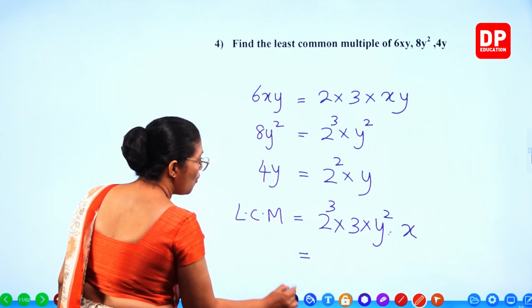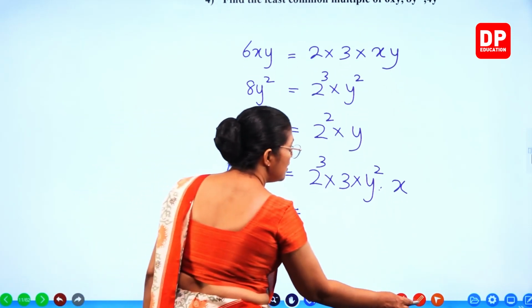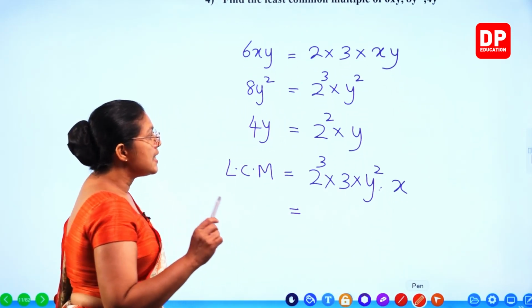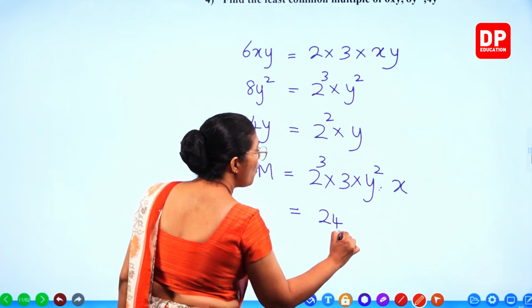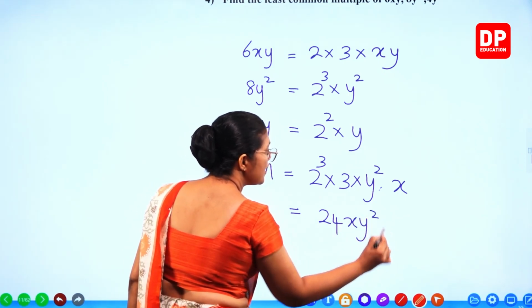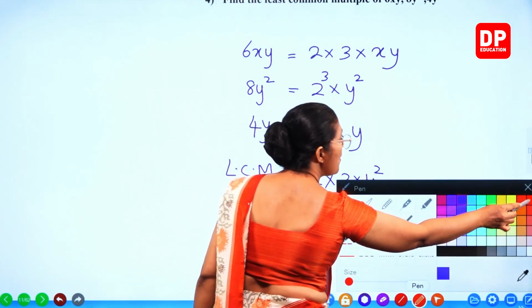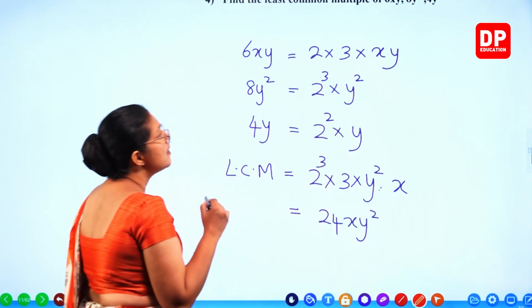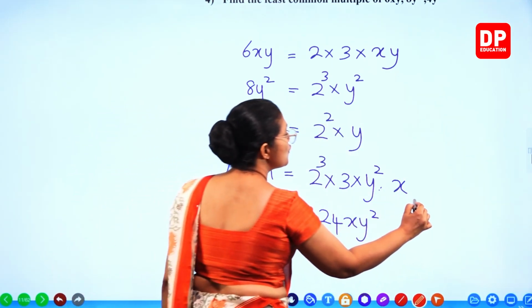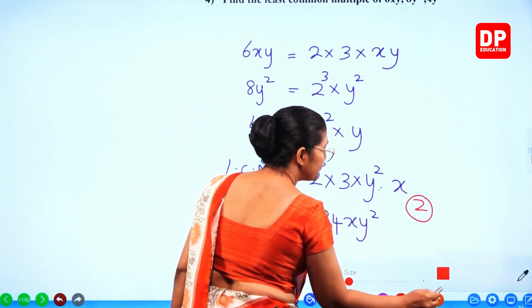So what is the answer? 2 to the power 3 is 8. 8 times 3 is 24. 24 x y squared is the lowest common multiple of all these 3 terms. So you get 2 marks.